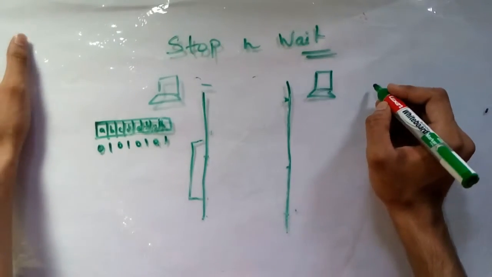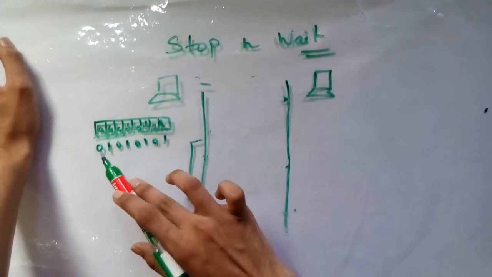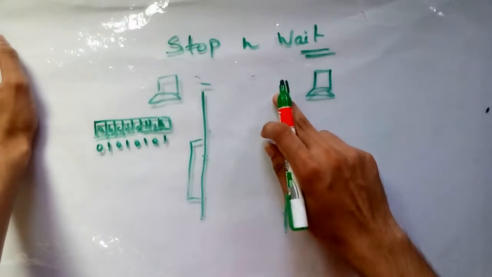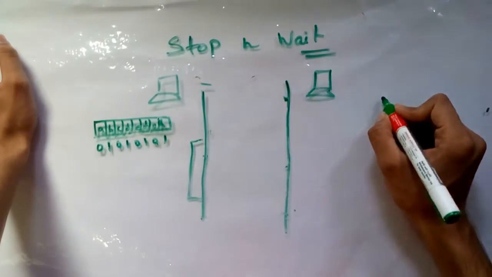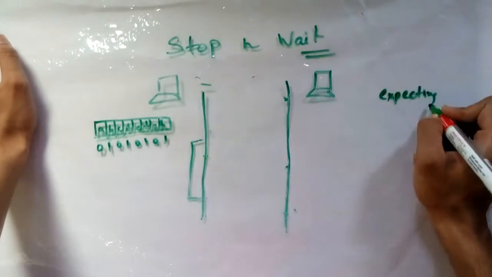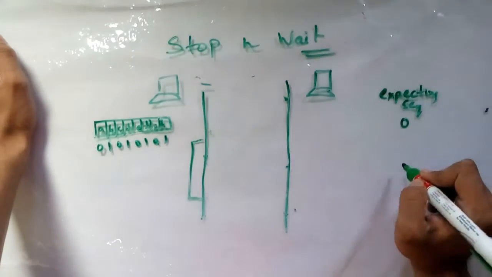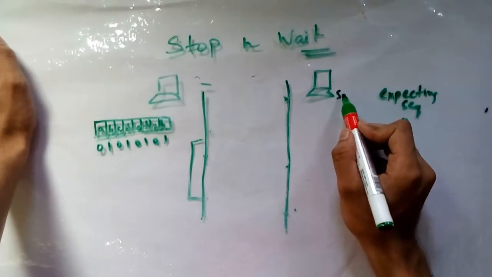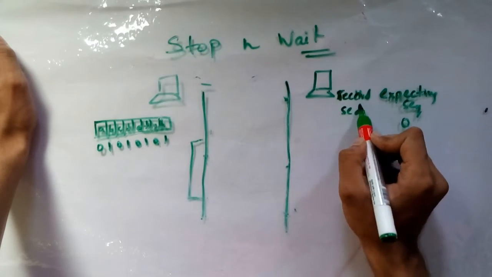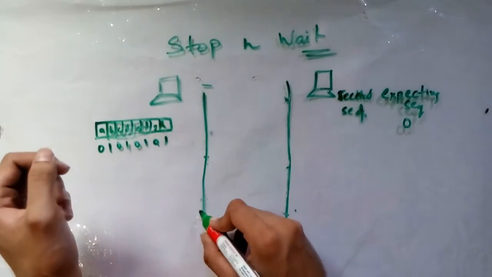simultaneously. Every time the first packet is being sent, it would be sent with the sequence number of 0. So for the first packet, when the receiver has not received any packet, the sequence number it would be expecting. Let me create a column here, expecting sequence number. It would be expecting what sequence number for the first time? 0. And let me create a column, received sequence number.